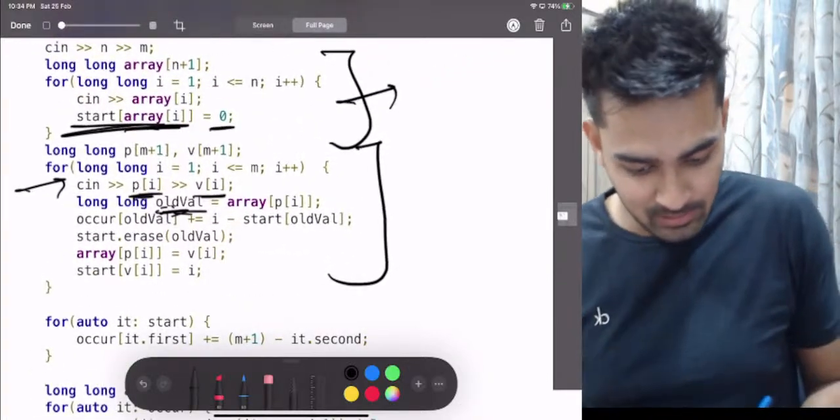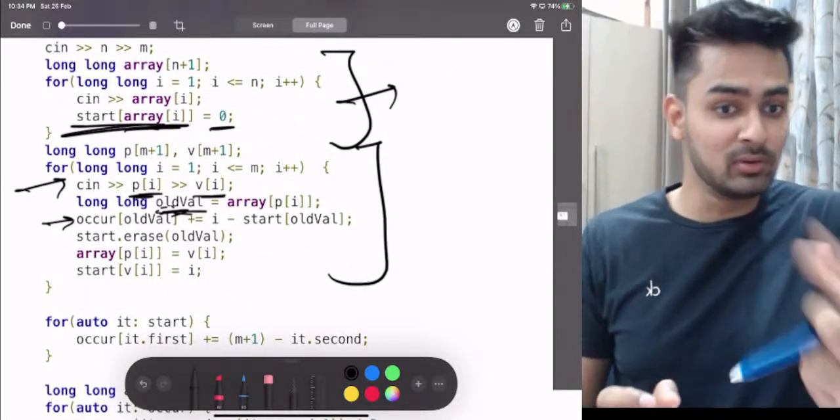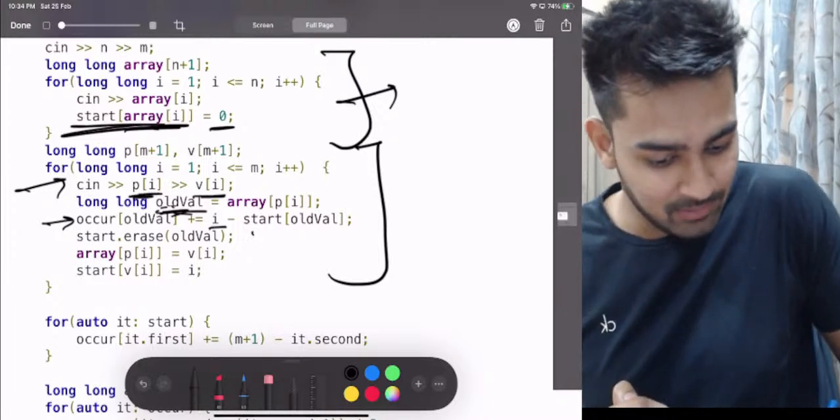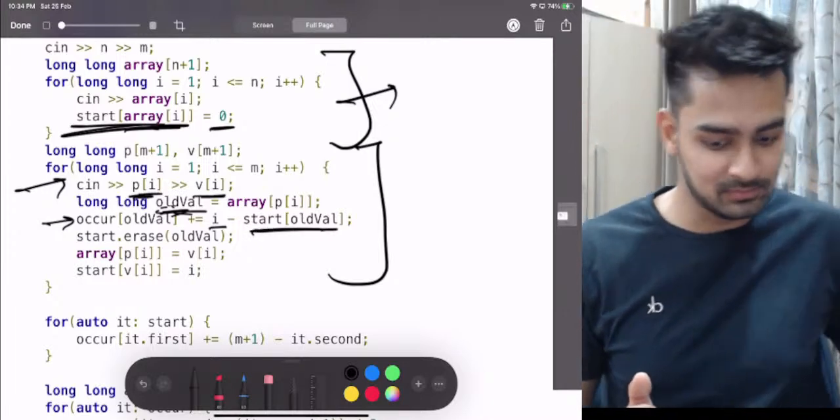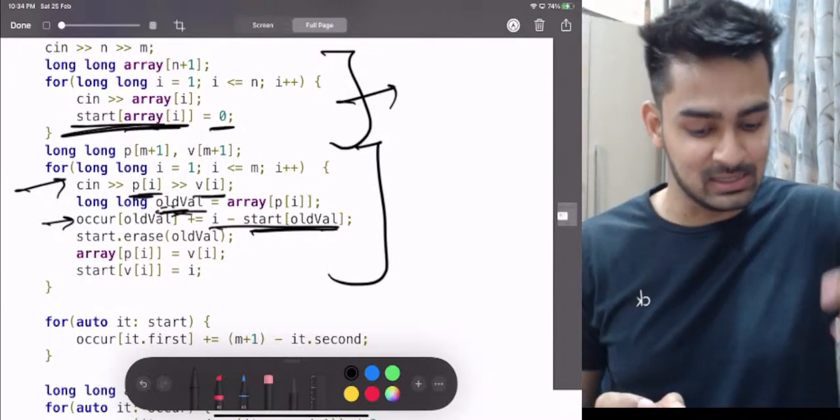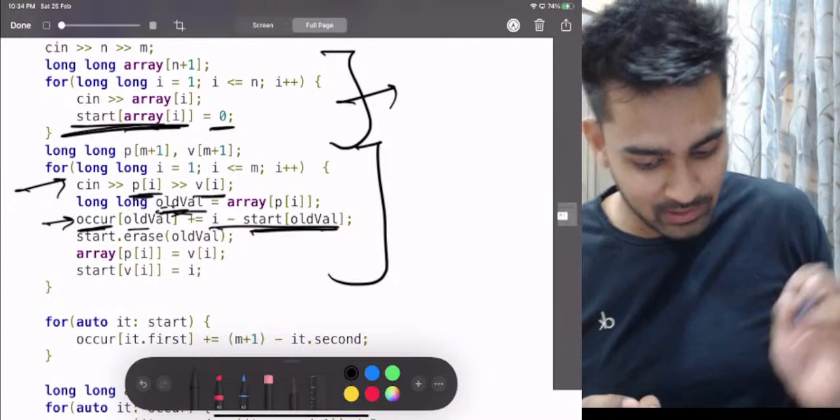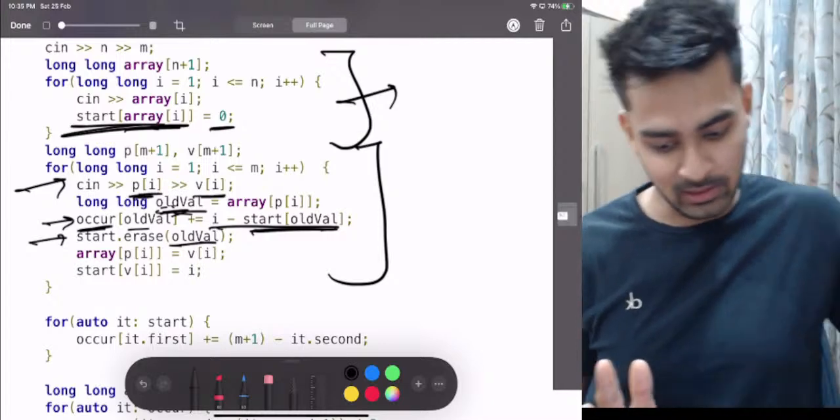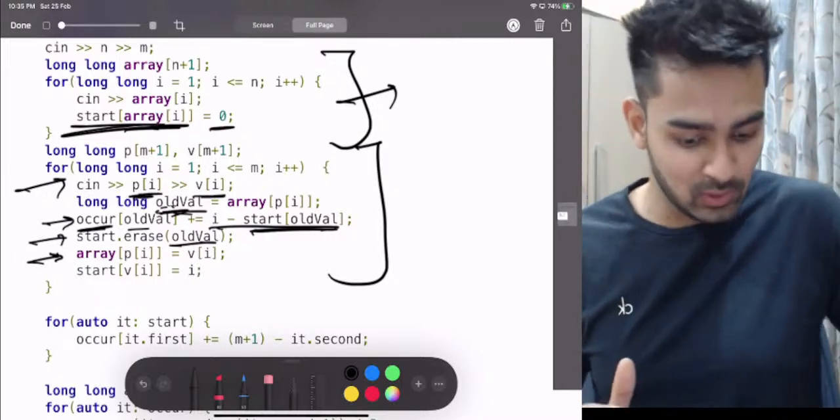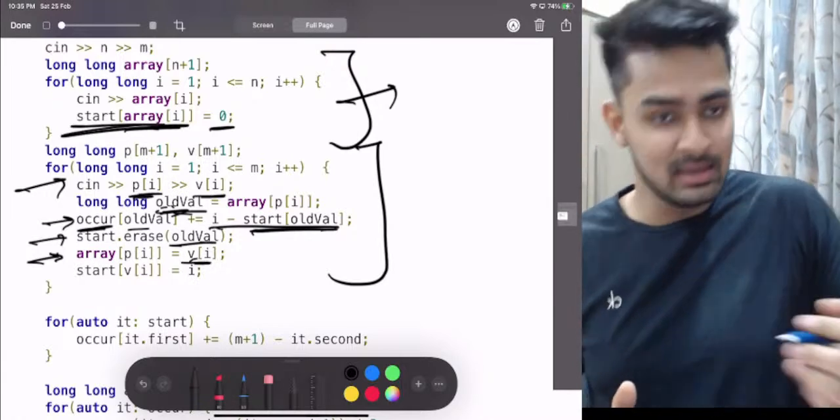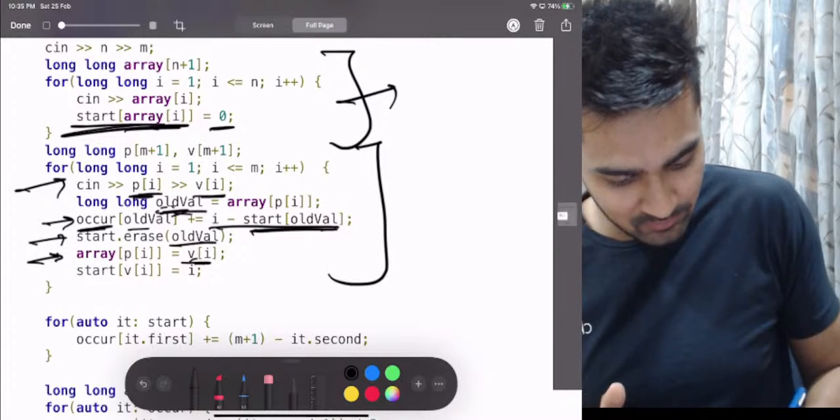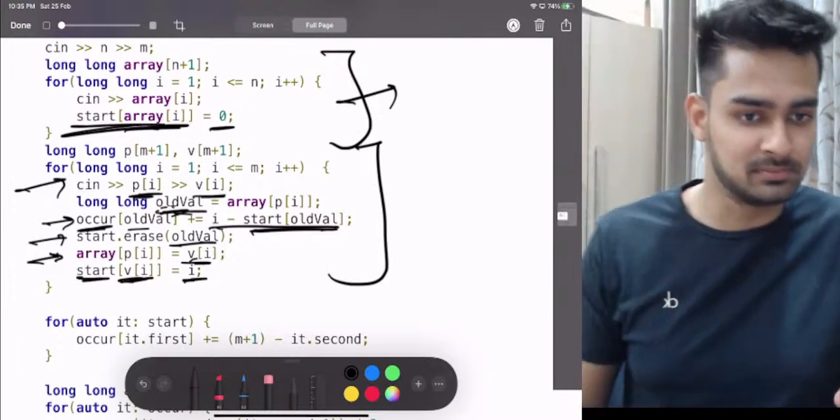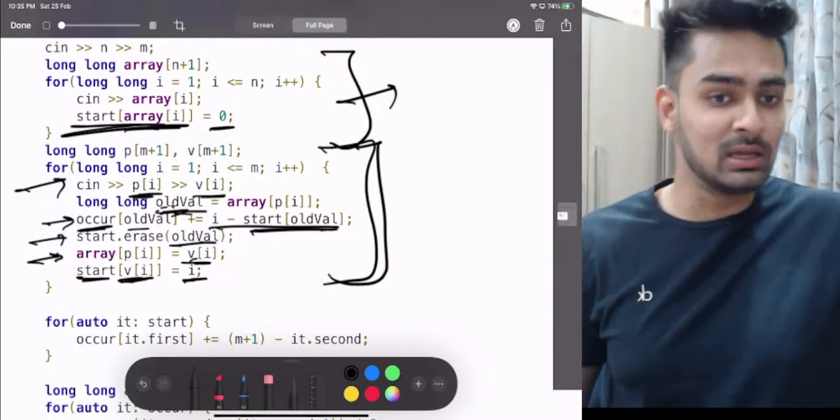Then for occur, I have to count the occurrence of the old value now. For occur, I is the ith operation I'm at right now. Start will tell me from which index this old value is coming from. So I minus start of old will give me the occurrence of this value till now. That I have to add in occur of the old value. Then I have to erase this old value from start because it no longer exists in the new array. Then I update my array, put Vi, the new value, in the array, and say this Vi started at the ith index, so mark it in the start map. Using this, I will have all the occurrences.